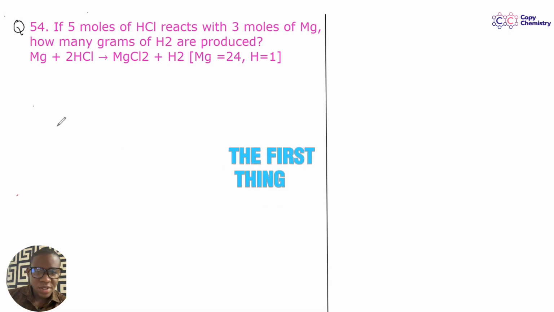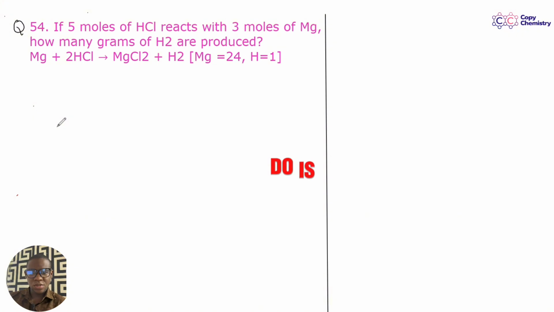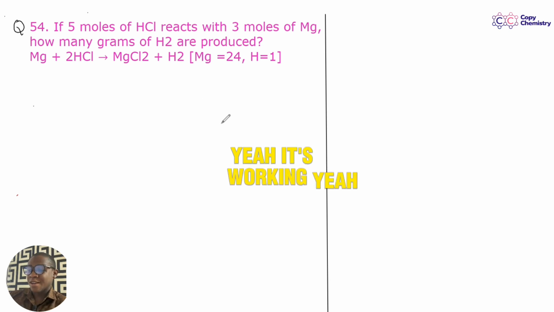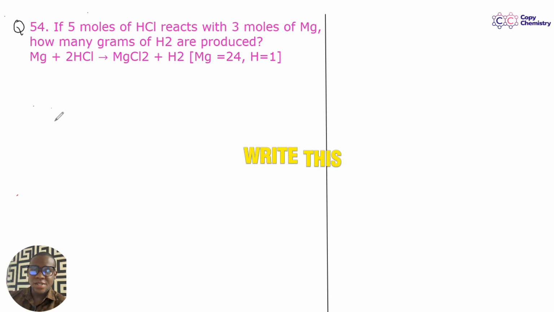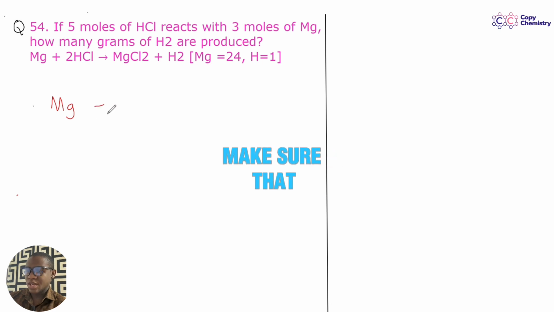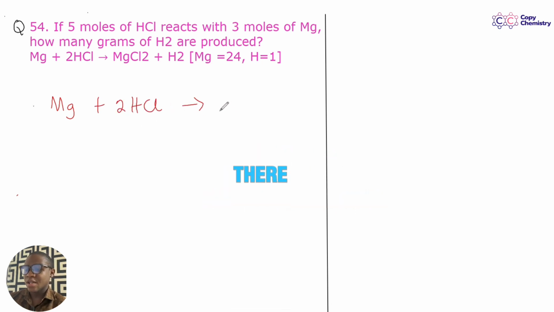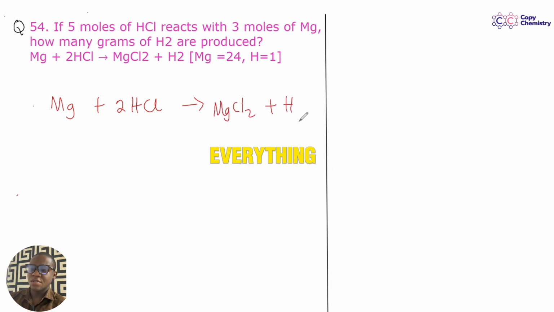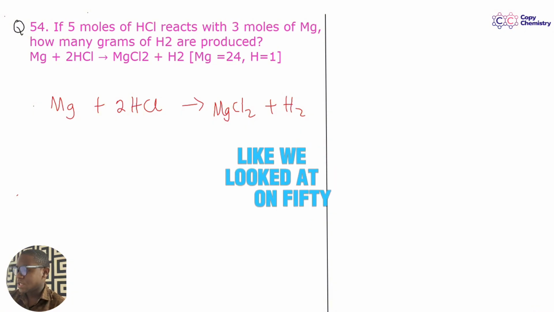The first thing I want to do is write this equation out again and make sure that it's balanced. So 2HCl, that's hydrochloric acid there, MgCl2 and H2. Everything looks pretty balanced here, just like we looked at on 53.